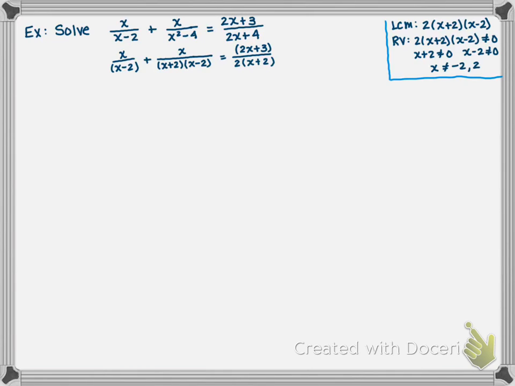So we're going to multiply by 2 times x plus 2 times x minus 2 over 1. Oops. And then plus, same thing.